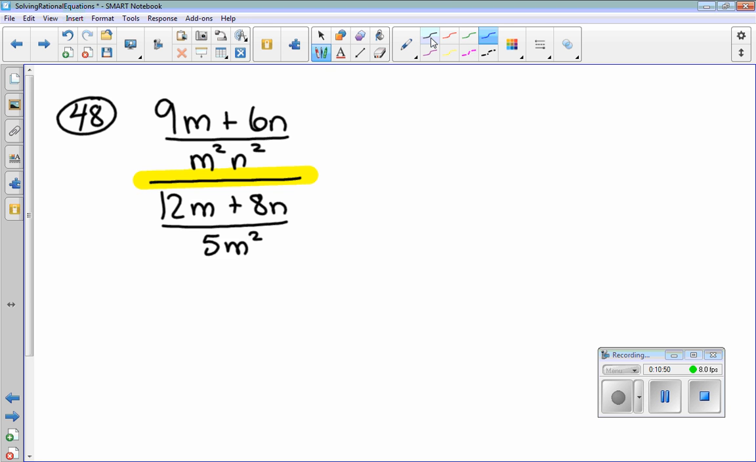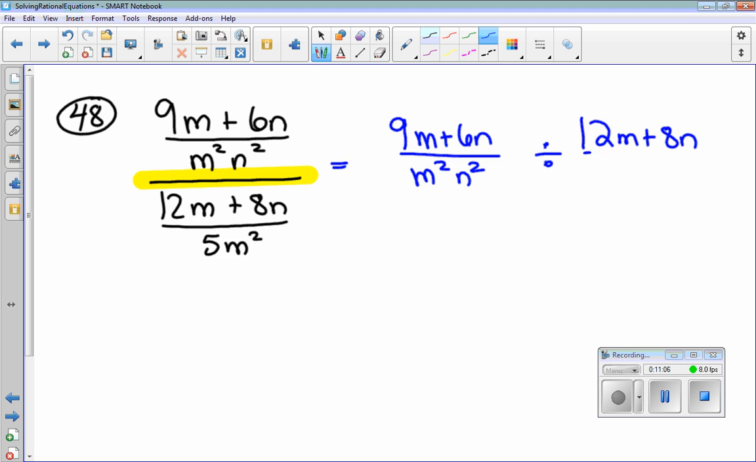So we're going to rewrite this now as the numerator is just this fraction. And Travis is right. I'm going to make it divide by, and I'm going to write the other side. 12m plus 8n over 5m squared. When it's written side by side like that, it's a little bit more comfortable for us. Joseph, what am I going to do next?